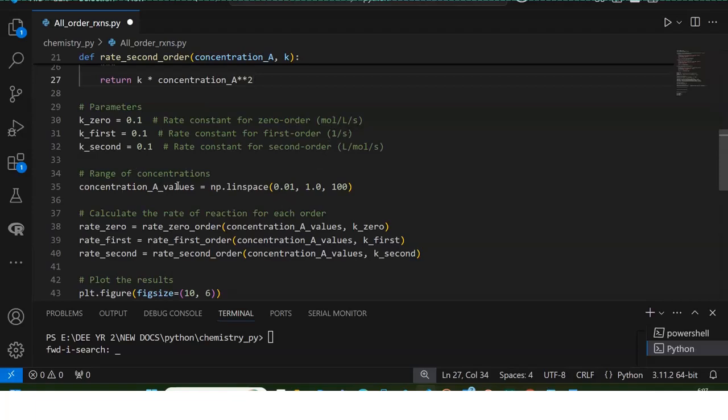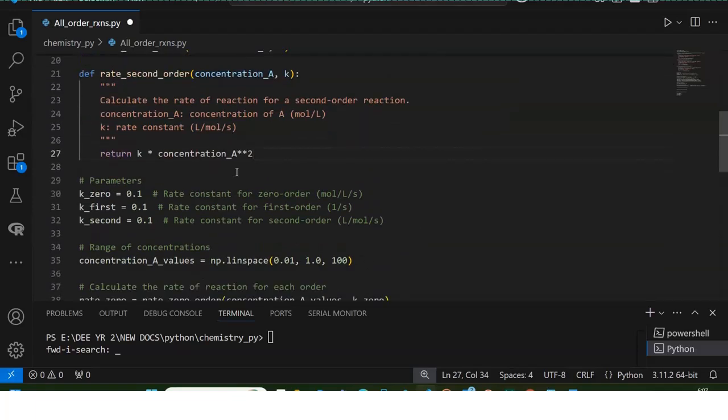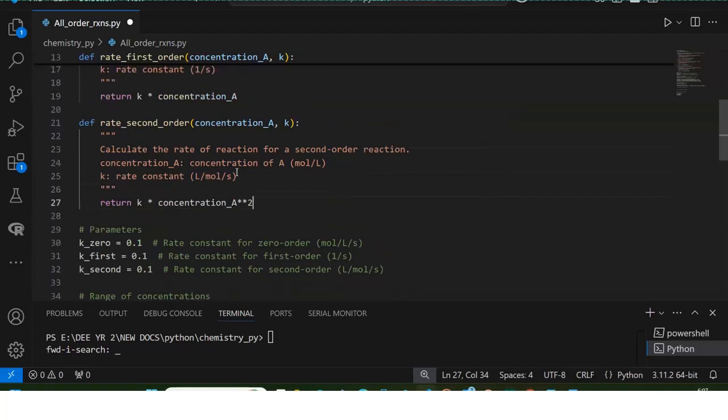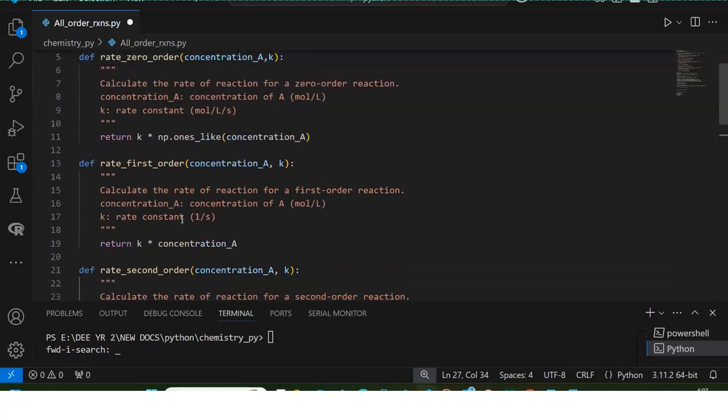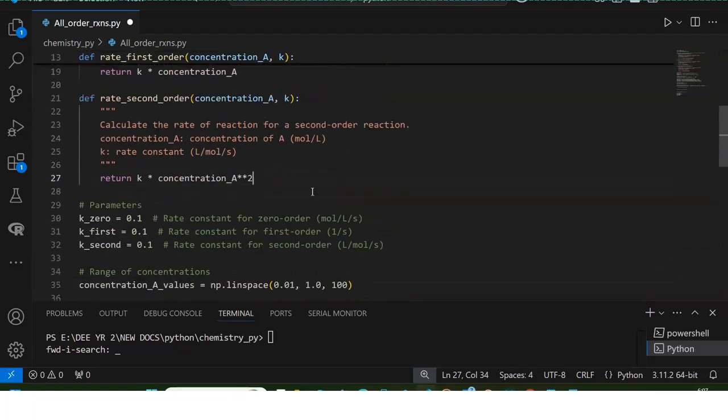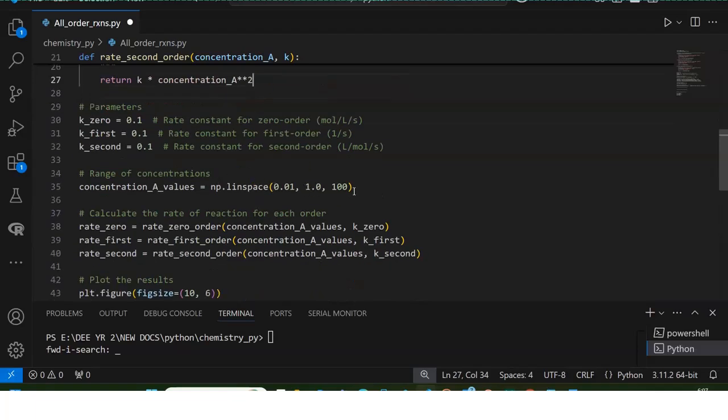So let's look at the range of concentrations. Remember, we defined here that the array that we are going to produce should be like that one of concentration of A. So now we need to define the values of concentration of A. We are going to produce 100 values beginning from 0.01 to 1.